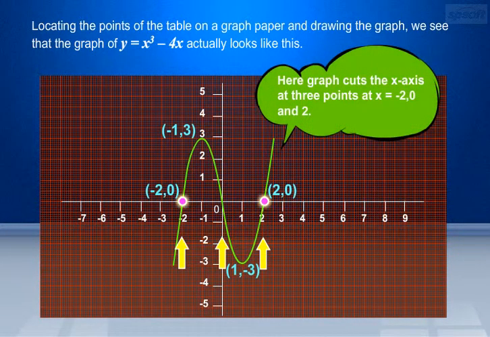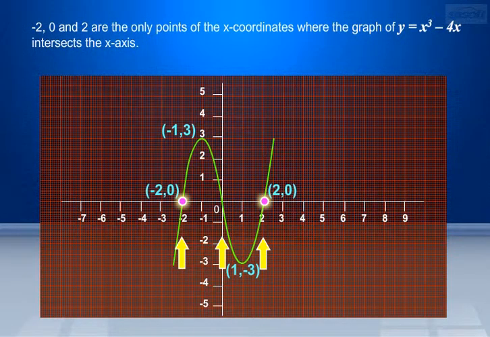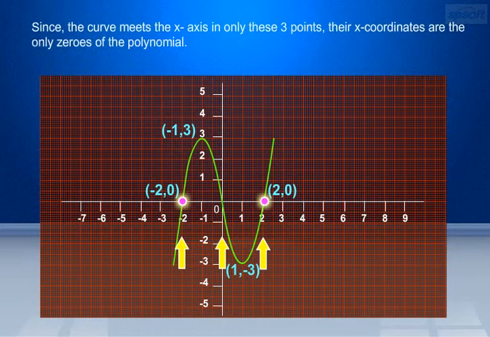Here arrows indicate that the curve cuts the x-axis at 3 points, that is, at x is equal to minus 2, 0, and 2. So, minus 2, 0, and 2 are the only x-coordinates where the graph of y is equal to x cube minus 4x intersects the x-axis. Since the curve meets the x-axis in only these 3 points, their x-coordinates are the only zeros of the polynomial.